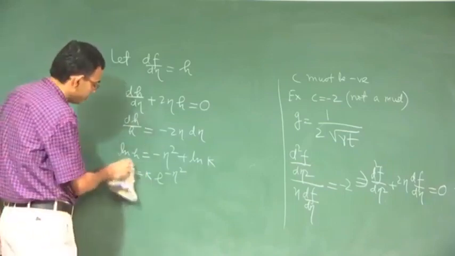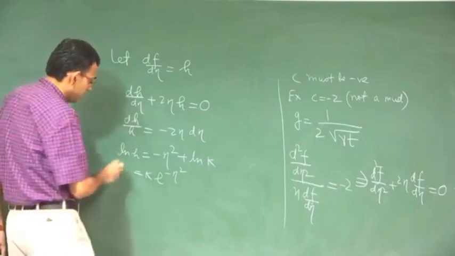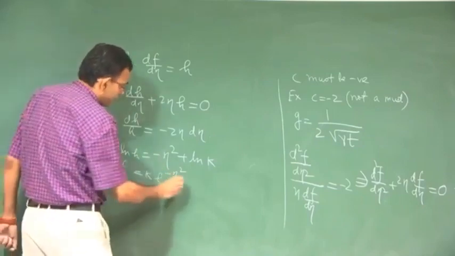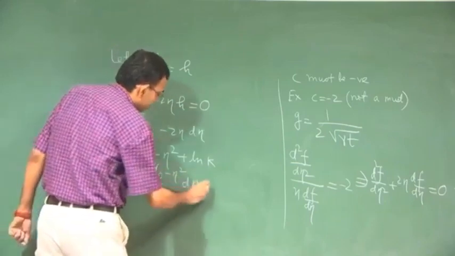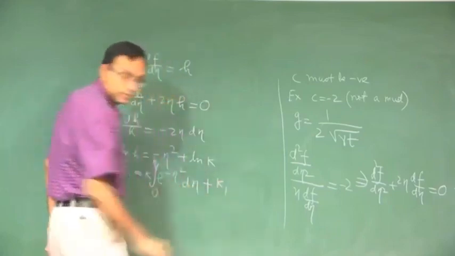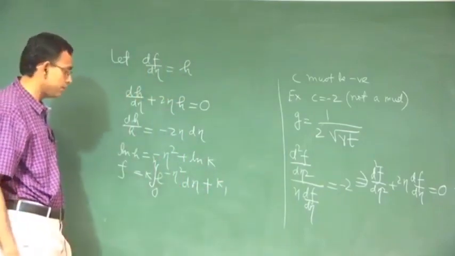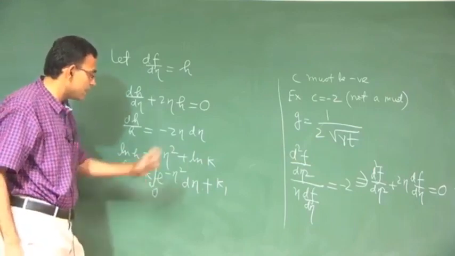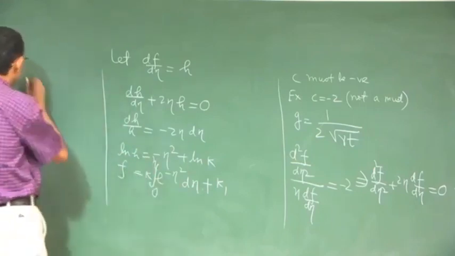We will put f and this as integral 0 to eta plus some k1, right. This is the solution to the problem. You require two constants k and k1. So, we will give two boundary conditions.